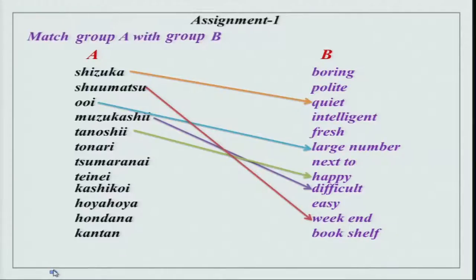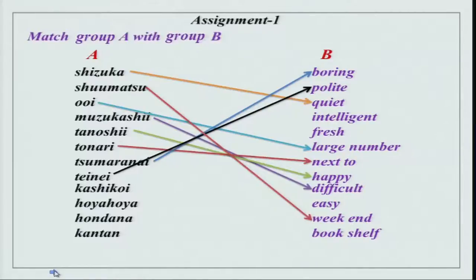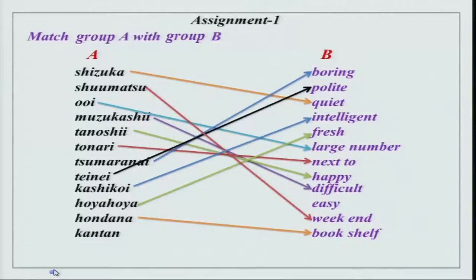Tanoshi, which is happy. Tonari, next to. Tsumaranai, boring. Teine, polite. Kashikoi, which is intelligent. Hoya hoya, fresh, generally used for fruits and for vegetables, nicely fresh picked fruits right from the orchard. Hondana, bookshelf, and kantan is easy. So do you find Japanese easy or do you find it tsumaranai? Even if you find it tsumaranai, you have to study, so it's okay.